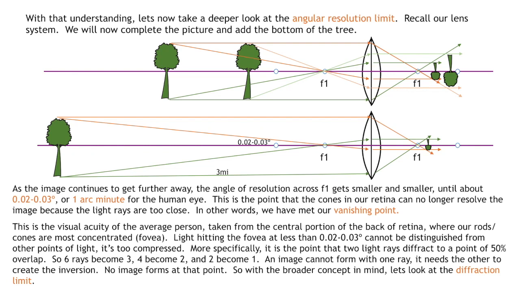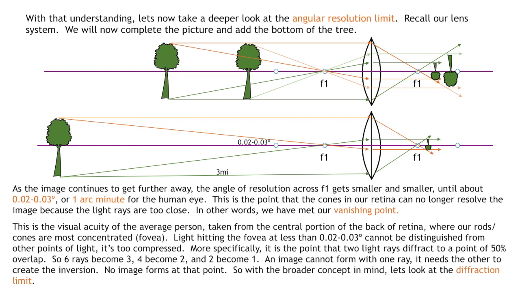So as the image continues to get further away, now looking at the middle diagram, the angle of resolution across f1 gets smaller and smaller. As you can see between the two pictures, as we move this tree out to our left, that angle is getting smaller and smaller until it gets to about 0.02 to 0.03 degrees, or 1 arc minute of the human eye. And this is the point that the cones in our retina can no longer resolve the image because the light rays are too close. In other words, we have met our vanishing point and the information cannot be resolved.